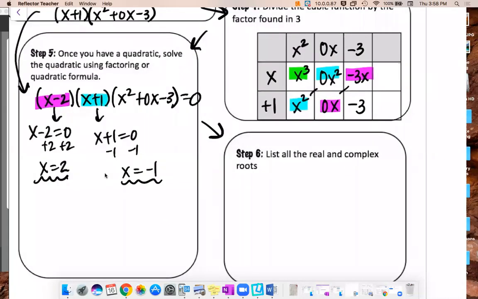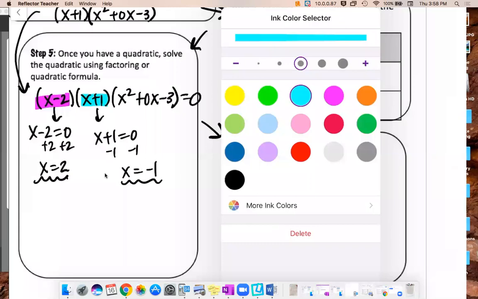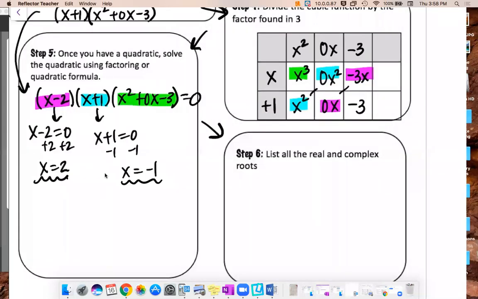So now what we're going to do is take this final quadratic equation here and solve it. So I'm going to take x squared, I'm going to ignore the 0 because it doesn't matter, minus 3 equals 0. And what I'm going to do is solve. Now this one is easy, you don't have to factor. I'm just going to start by adding 3.